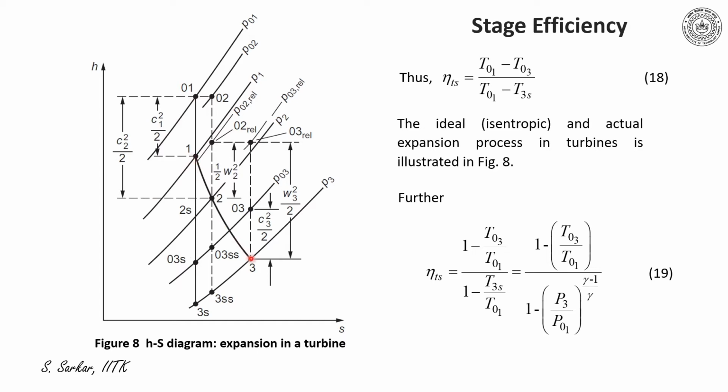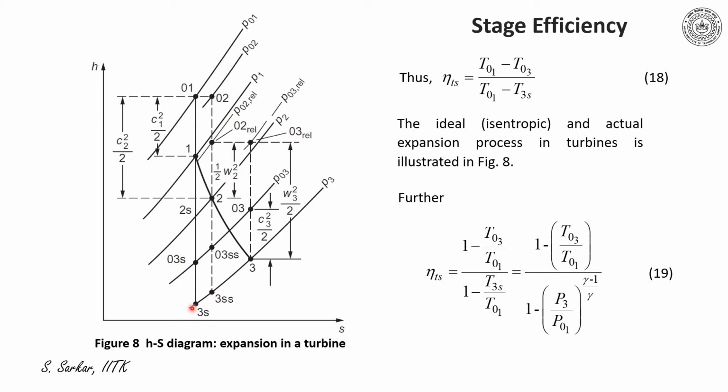Now 1 and 3 is the expansion of gas in the nozzle followed by the rotor. So 1 to 2 is the expansion in the nozzle, 2 to 3 that in the rotor. So P3 is the static pressure at the end of the stage. Now if I draw an isentropic line, I'll get a point, state point 3s, which is the isentropic static temperature at the end of the stage.